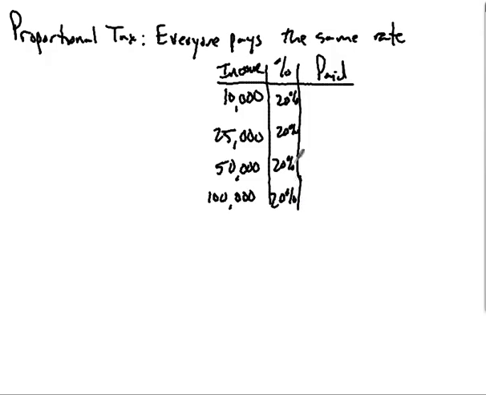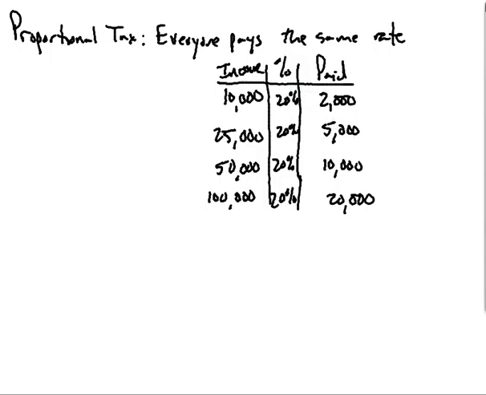You can see that as you earn more money, you're going to pay more in taxes, but it's going to take the same chunk out of you as it does anybody else. The person making 10,000 would have to pay 2,000 in taxes. The person making 25,000 would be paying 5,000. The person making 50,000 would be paying 10,000, and the person making 100,000 would be paying 20,000 in taxes.